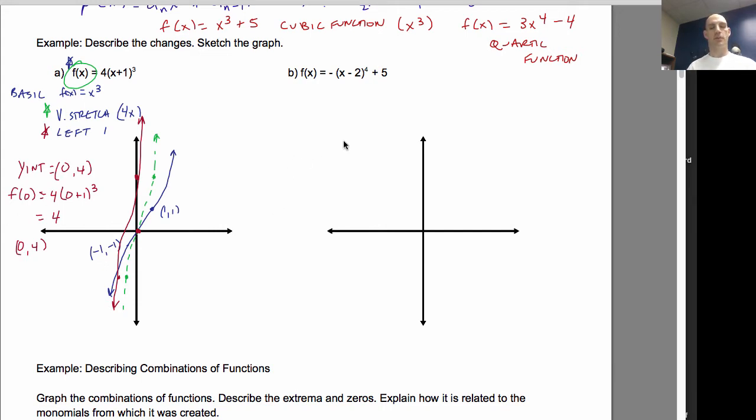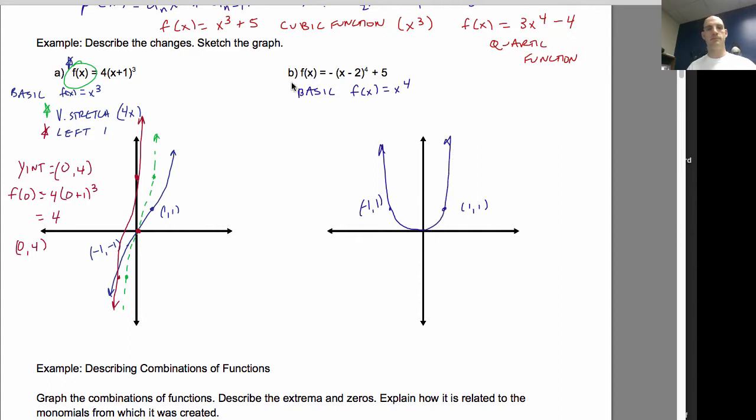In the second example here, we've got a similar evaluation of a function that we've already looked at. So our basic f of x equals x to the fourth. And we know that it goes through 1, 1. We know that it goes through negative 1, 1. And so it's a little bit wider, kind of goes like this.